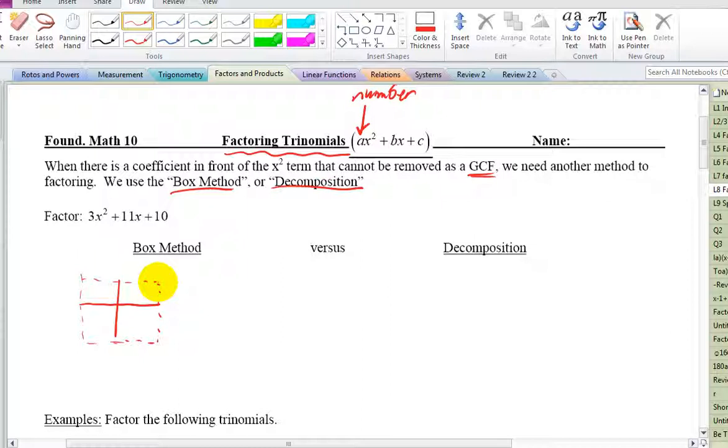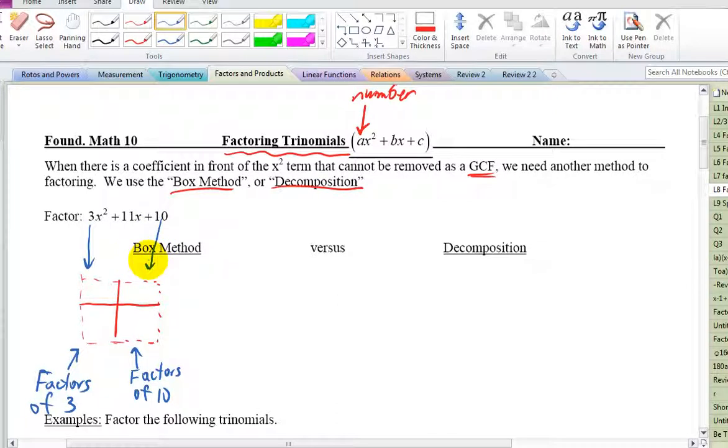Okay. What happens is this will be factors of 3. So we put factors of 3 in the first two boxes. So 3 and 1, and we just leave them. We don't have to flip-flop them. But here we'll go factors of 10. Okay, the last one. So factors of 3, factors of 10.